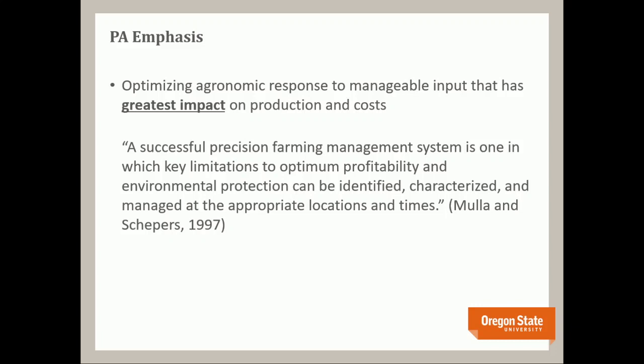Precision agriculture emphasizes optimizing the agronomic response to manageable inputs that have the greatest impacts on production and cost. A successful precision agriculture farming management system is one in which key limitations to optimum profitability and environmental protection can be identified, characterized, and managed at the appropriate location and time.